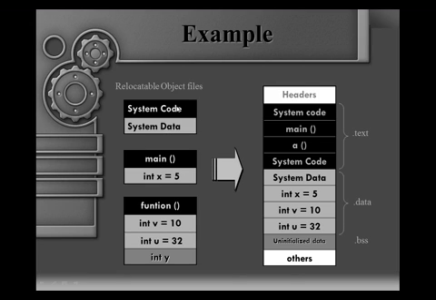This is a relocatable object file. There is system code, system data, and a main function, the same example. There is a main function with x equals 5, and a function declaration or definition that contains the values v equals 10, u equals 32, and int y. So this is the declaration part, and that will be converted into the next part, that is the headers.